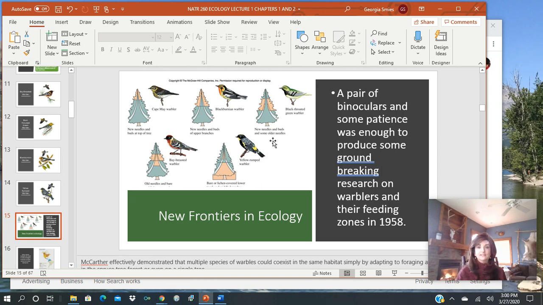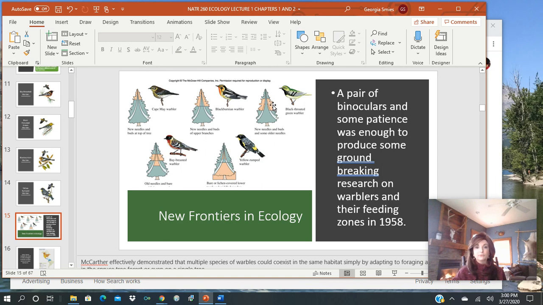So what he found out is they divided themselves up. They did something called resource partitioning. So you have these trees, they've been color coded based upon where these different species of warblers would focus to get the food, cover, and other habitat needs within the same tree.